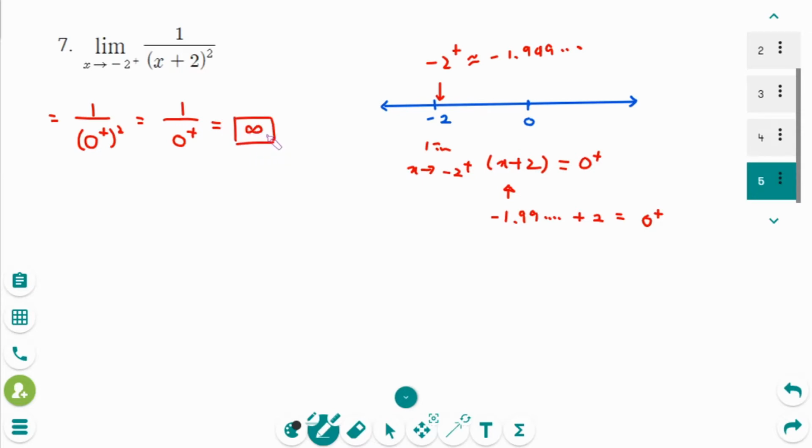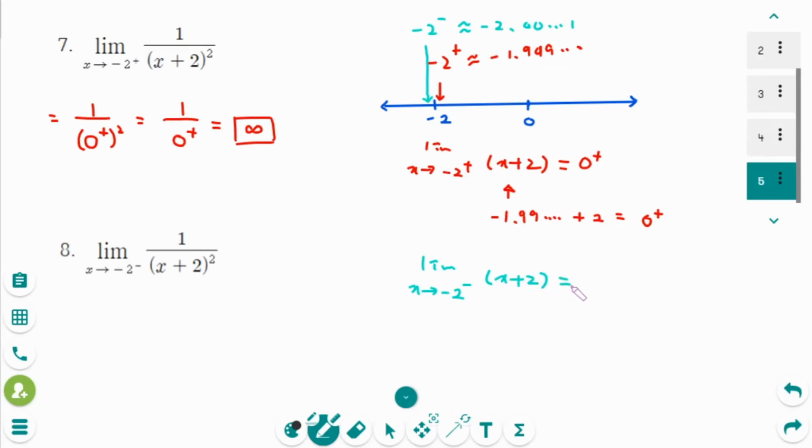This is the next one. Minus 2 from the left side is here, like this. So minus 2 from the left side means minus 2.00001. So limit as x approaches minus 2 from the left side, x plus 2 equals that one, minus 2.00001 plus 2. It's actually 0, but a little bit less than 0. So like this. And then go back to the original.